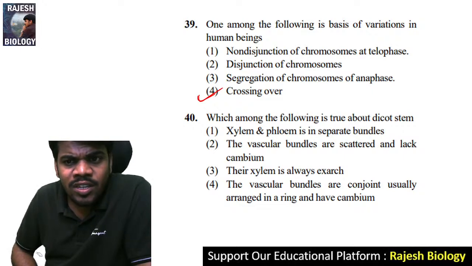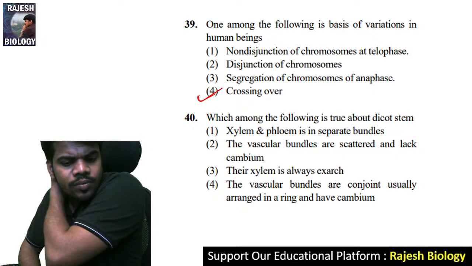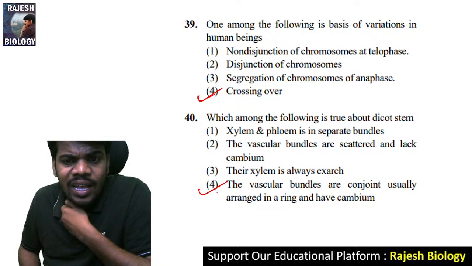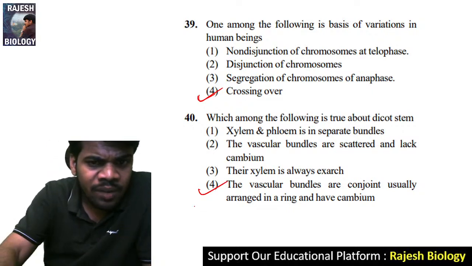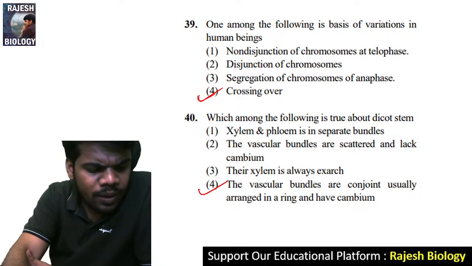Which among the following is true about the dicot stem? The vascular bundles are conjoined, usually arranged in a ring and have cambium. That is true about the dicot stem. Okay.